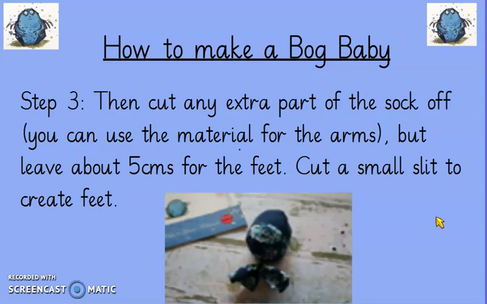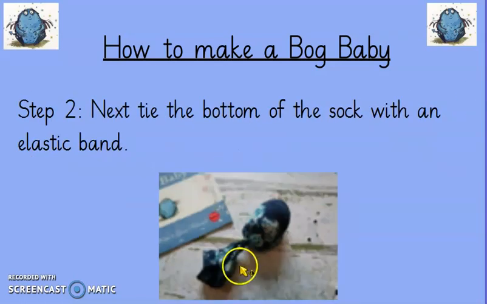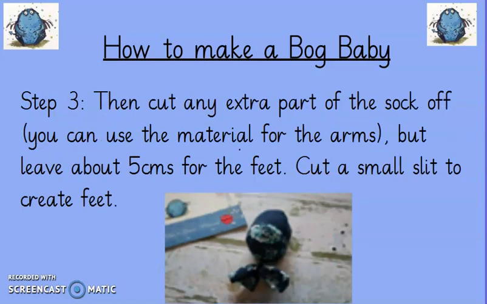Step number 3, it says then cut any extra part of the sock off. And as you can see, I'm just going to go back to my previous page. The cuff is pretty long, so we don't need all of it. You can just chop a little bit off, but remember to leave a little bit as you'll need this to create your feet. So cut any extra part of the sock off. You can use this material to create your arms if you want to, as we do this in the next couple of steps. But leave at least about 5 centimeters for the feet. And for the feet, all you need to do is to cut a small slit in the middle to create 2 feet apart, as you can see in my picture here.